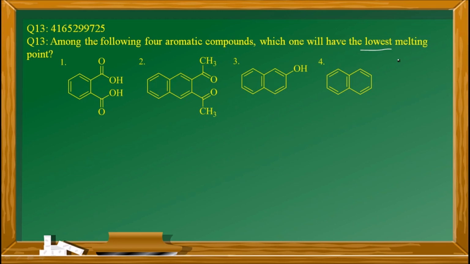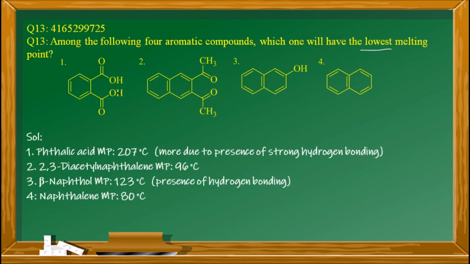Let us see the options. Yes friends, this is phthalic acid. These acids will be in the form of hydrogen bonding. That means its melting point is going to be very high, that is 207. Yes friends, among all these compounds, phthalic acid's melting point is 207. It is very high. Next follows 2,3-diacetylnaphthalene. Its molecular weight is very high, but there is no hydrogen bonding, that is why its melting point is just 96 degrees centigrade. Yes friends, next comes beta naphthol.